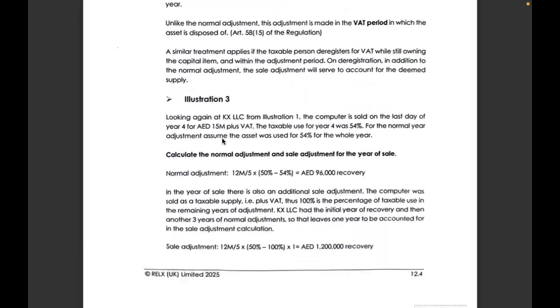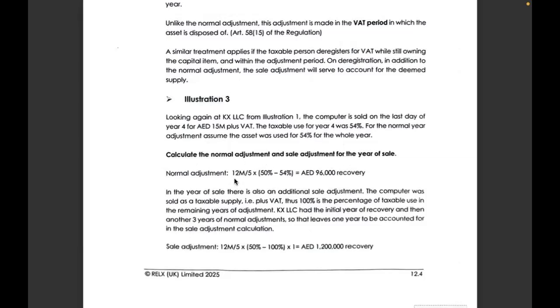Illustration 3. Looking again at KX LLC from illustration 1, the mainframe computer is sold on the last day of year 4 for AED 15 million plus VAT. The taxable use for year 4 was 54%. For the normal year adjustment, assume the asset was used for 54% for the whole year. Calculate the normal adjustment and sale adjustment.